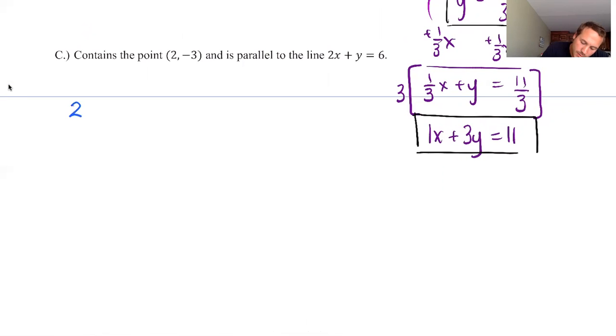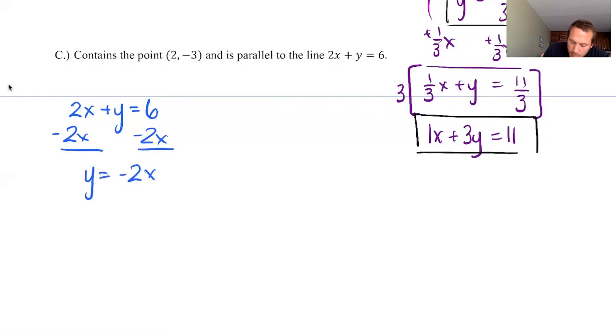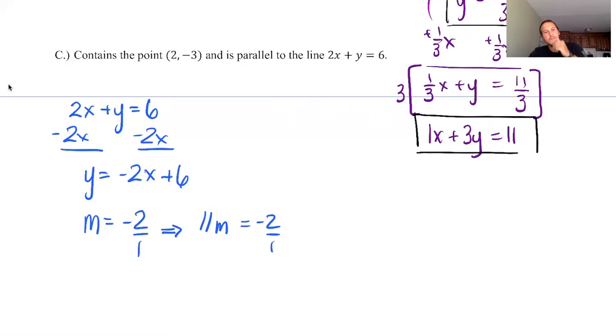So what I'm going to do here is I'm going to take 2x plus y is equal to 6. I'm going to move this over. Y equals negative 2x plus 6. This gives me a slope of negative 2 over 1. If that gives me a slope of negative 2 over 1, that means that my parallel slope is also negative 2 over 1. Okay.